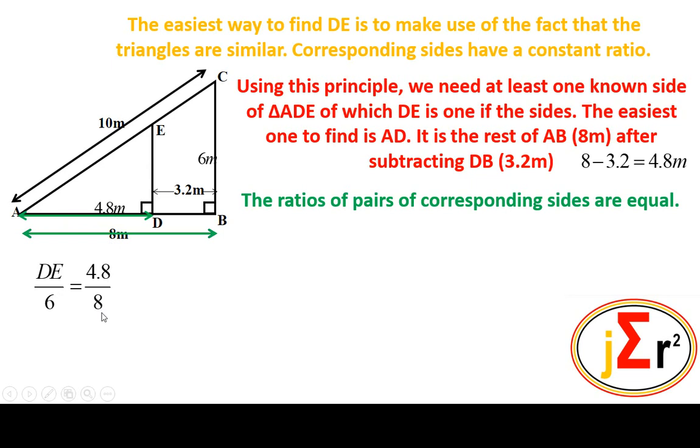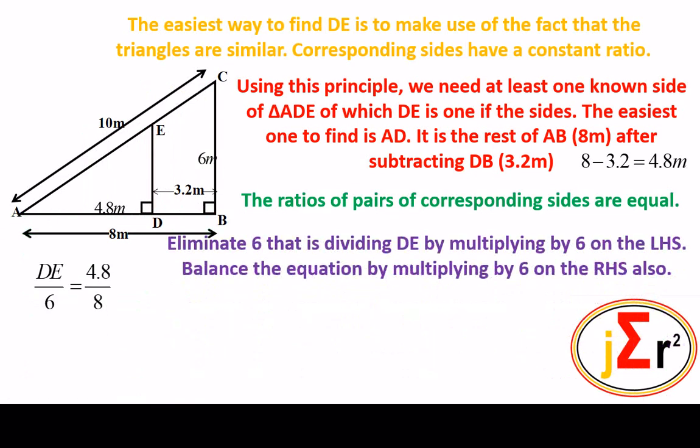4.8 over 8. 4.8 over 8 is the same as DE over 6. We need to find DE, and all that we have is that 6 on the left hand side by which it is being divided. We will therefore eliminate that 6 that we have here accompanying DE by division on the left hand side. We will eliminate that 6 by multiplying by 6, the opposite of dividing by 6.